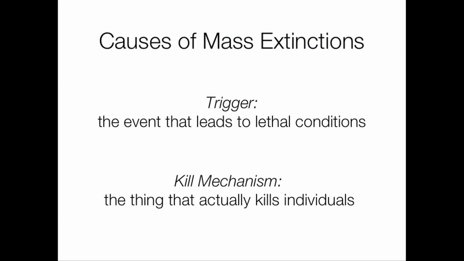Okay, so when we talk about mass extinctions, we talk about 2 things. One is the trigger. So the trigger is an event that leads to lethal conditions. And a kill mechanism is the thing that actually kills the individual. Right? Because in order to make something extinct, you have to go around and kill individual organisms. Sometimes we think about it in a very abstract sense, but these things have to die in order for their species to die.